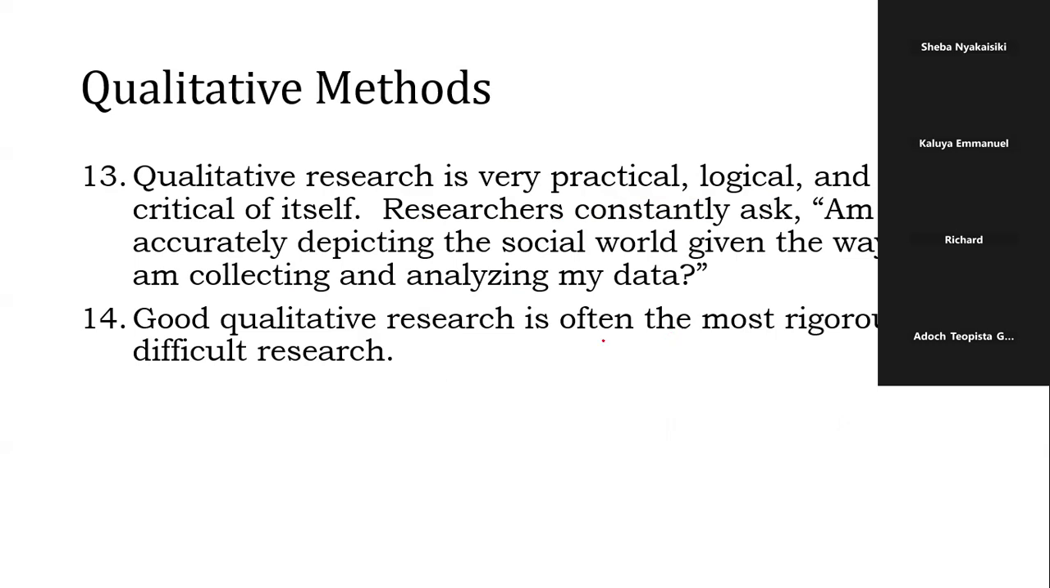Now, the researcher must be constantly asking themselves a question. Am I accurately depicting the social world given the ways I'm collecting and analyzing data? It is almost as if you're constantly examining your conscience. At any point, am I biased? At any point, am I bringing my thoughts, or the thoughts of the context of the participants, not mine? Qualitative research at its best is most rigorous because you're constantly asking yourself if any of your biases are interfering with your findings.